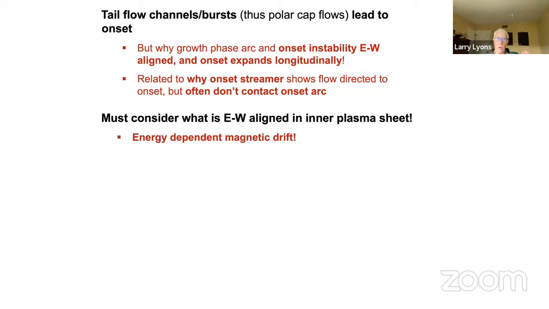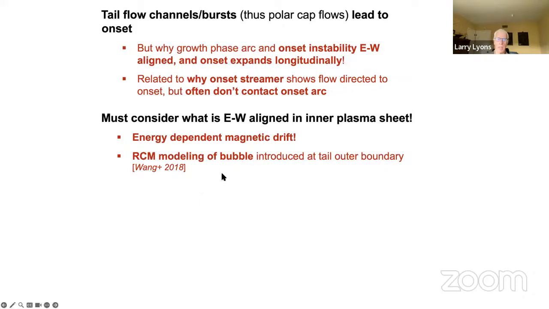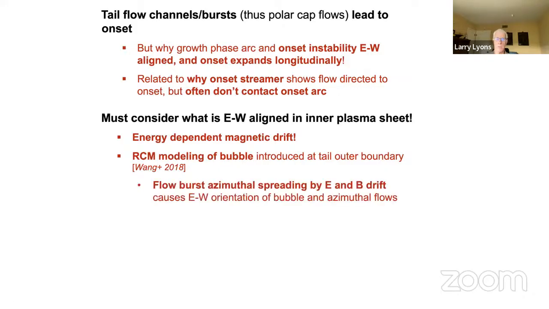And one of these low entropy flow channels comes in. This was modeled by Chaiping Wang using the Rice Convection Model. And if you introduce a bubble at the tail outer boundary, it comes in and starts to become spread azimuthally. The bubble sort of wants to go off towards the dawn side by the electric field drift, but at the same time, magnetic field drift is carrying the more energetic particles towards the dusk side.